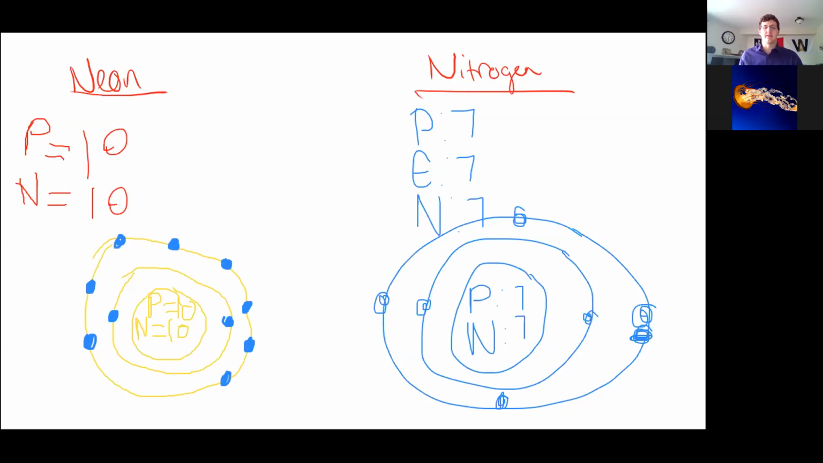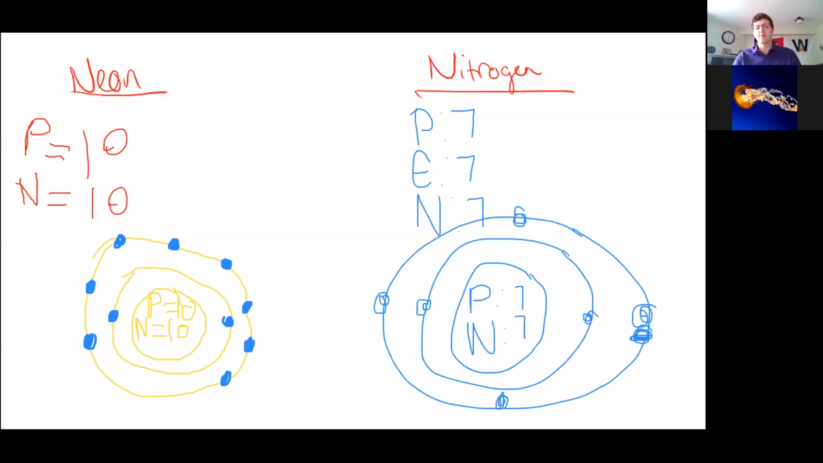Perfect. All right, so now we have neon and we have nitrogen. We've come up with the Bohr models for both. We've crushed it. Neon has 10 protons and 10 neutrons in the nucleus. It has 10 electrons total, 2 in the first orbital, and then that first orbital is full. And then we have 8 in the second orbital, and then it also becomes full. So we have a total of 10 electrons on neon.